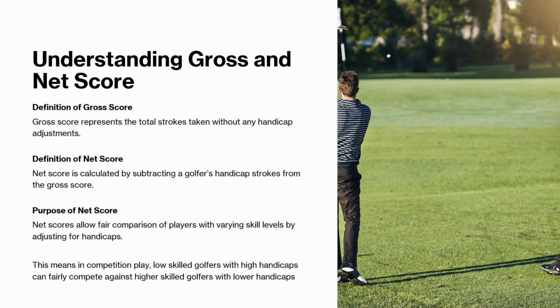As we mentioned in an earlier slide, we talked about gross and net score. The definition of the gross score is essentially just the number of strokes you've actually taken to complete the hole from tee to putting out on the green. The net score, on the other hand, is calculated by taking the gross score and subtracting the golfer's handicap strokes from the gross score to give a net.